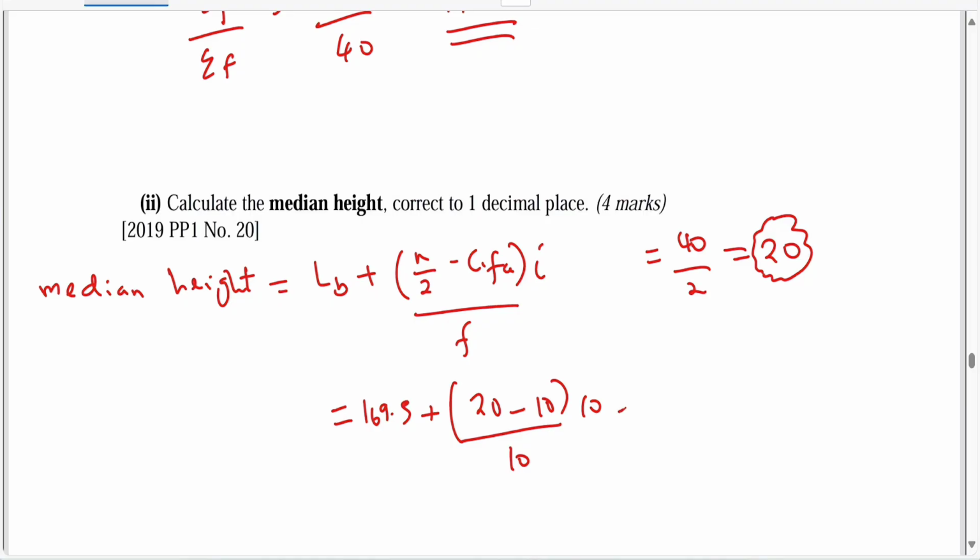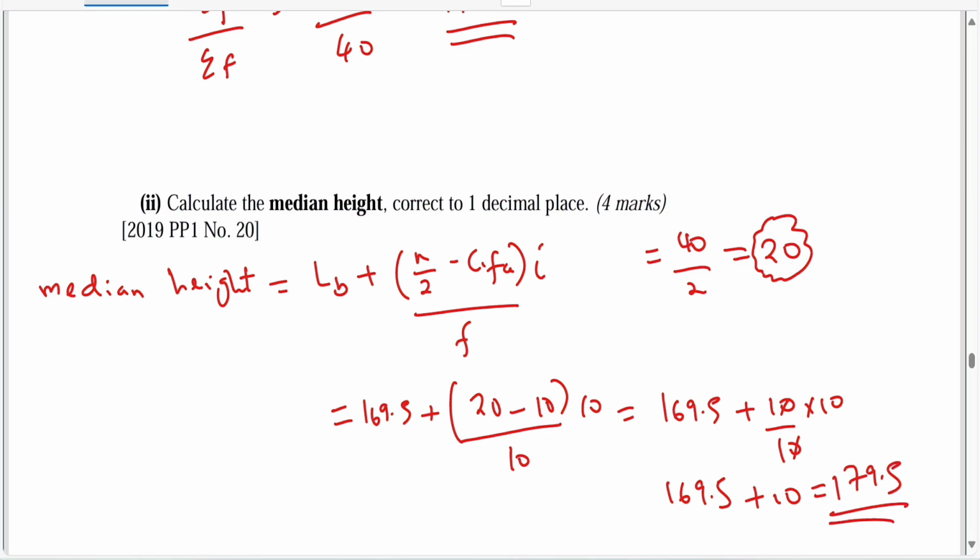So 169.5 plus 20 minus 10, which is 10, divided by 10, times 10. It's 1 times 10, which is basically plus 10. So you have 169.5 plus 10, which is 179.5, just like I predicted.